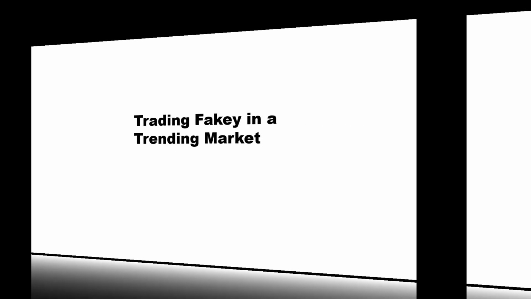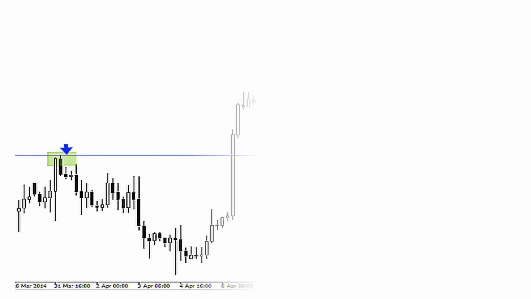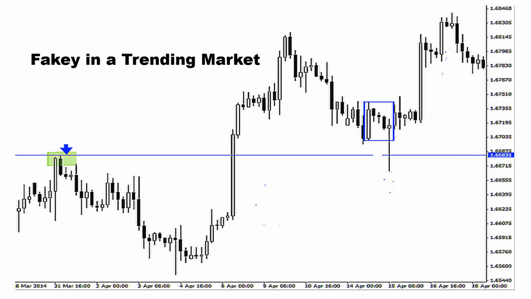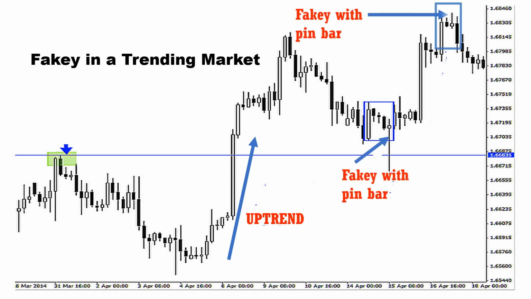Trading fakie in a trending market. Let us look at some other examples of trading fakie signals in different market conditions. In a trending market, the chart below displays a good example of a false buy signal with a pin bar as the false break bar. It is worth noting that there were 3 inside bars within the mother bar pattern in this signal. This is rather typical, and you may witness 4 inside bars within a mother bar preceding the false break.